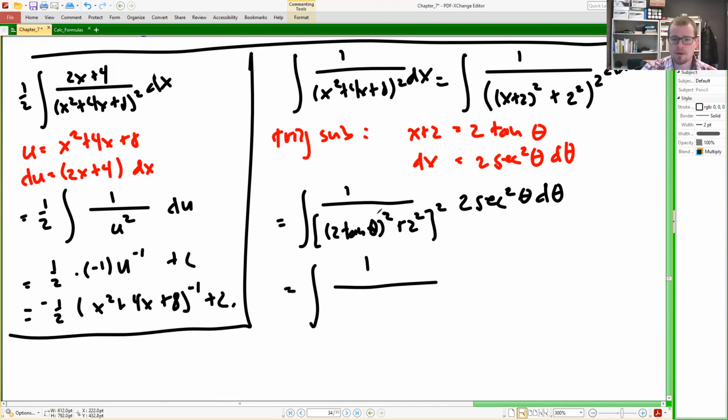But of course, we have a multiple of 2 squared there out in front of it. So we end up with 2 squared secant squared theta. But this whole thing is being raised to the 2nd power, which is going to make these things raised to the 4th power. And we have 2 secant squared theta d theta.